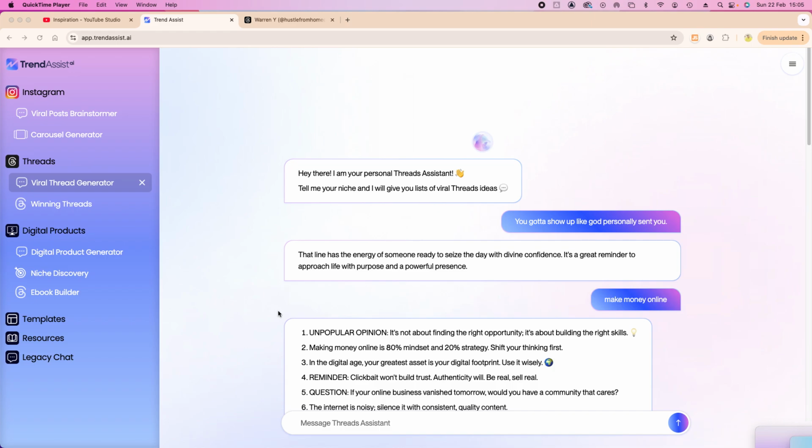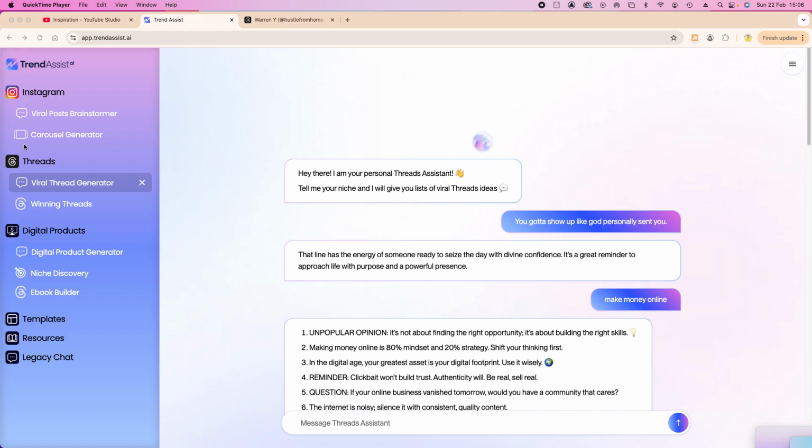Are you trying to grow on Threads or Instagram and struggling? If you are, then I found a tool that may be able to help you. I came across it online, and a couple of people have been talking about it. It's called Trend Assist AI. It's basically an AI app and bot that allows you to find the best threads and posts and turn them into your own posts to generate reach.